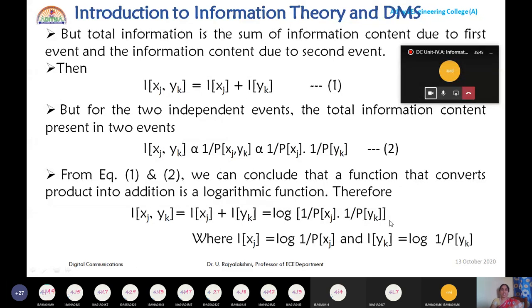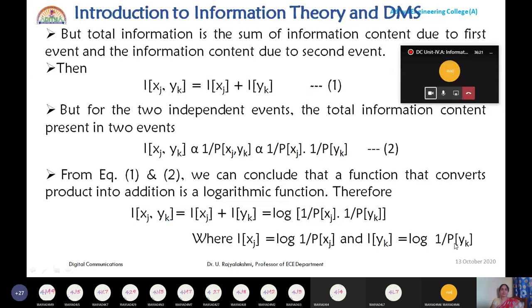because I think you know that log a into b, you can write it as log a plus log b. So I of xj, if you write like this, that is log 1 by p of xj plus log 1 by p of yk. If you write like that, I of xj will be log 1 by p of xj and I of yk will be log 1 by p of yk. So what is the conclusion?